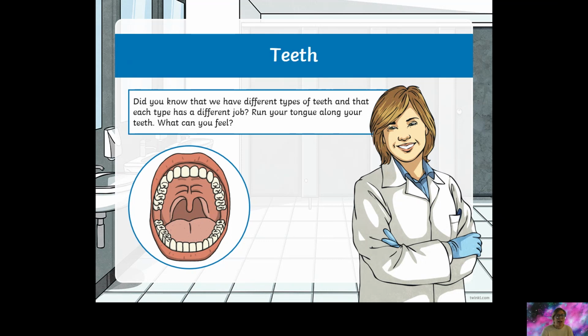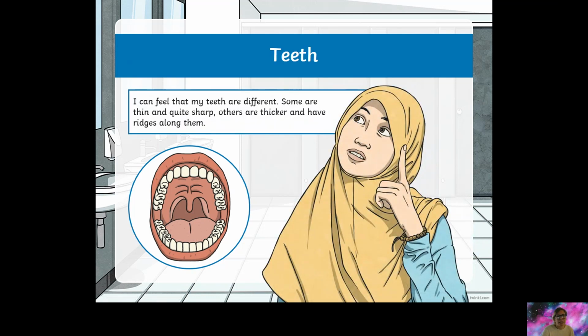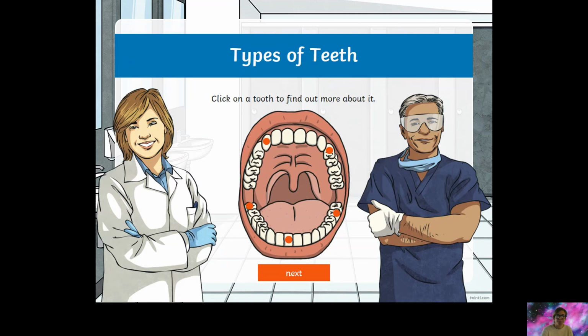I think the ones at the back of my mouth, and we can sort of see from the picture here, the ones at the back are bigger, flatter teeth, aren't they? And the ones at the front are sharper teeth. So she says, I can feel that my teeth are different. Some are thin and quite sharp, others are thicker and have ridges along them. So why could that be? Well, we're going to click on some different teeth here and find out more about the different types. So where shall we start? Let's start with this one here.